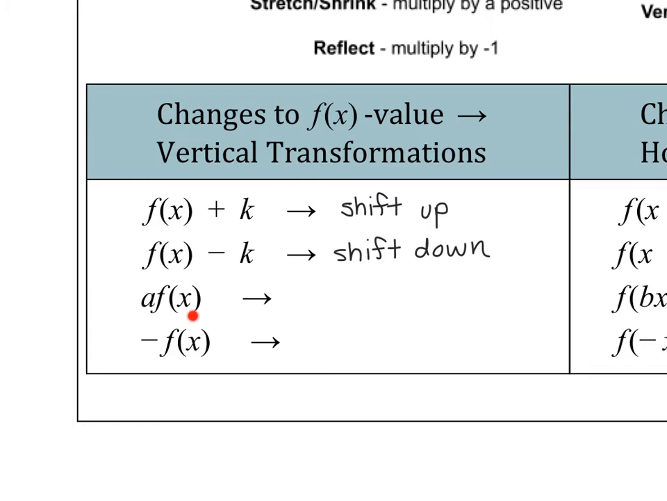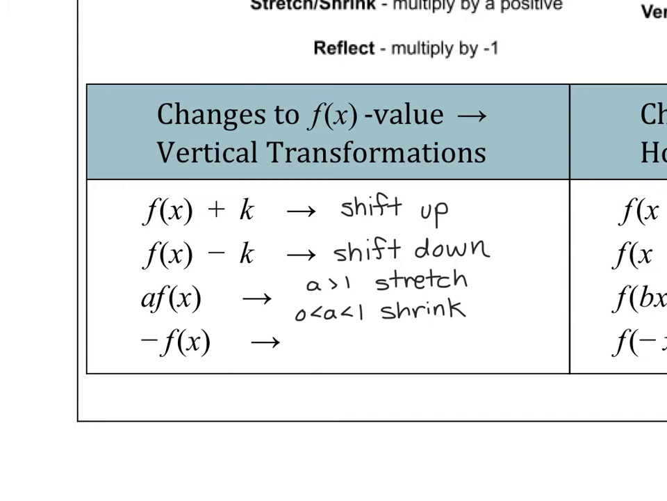Anytime you multiply f of x by a positive number, here we're changing the operation, we're multiplying, remember that's going to be a vertical stretch or shrink. So here, if your a value is greater than 1, we would say that that's a vertical stretch. It makes your graph stretch. And if your a value is less than 1 but still positive, it's going to shrink your graph vertically.